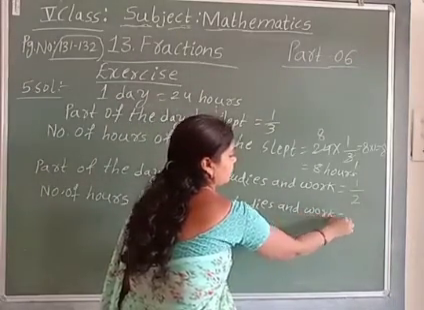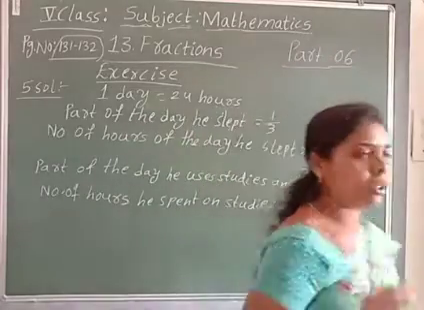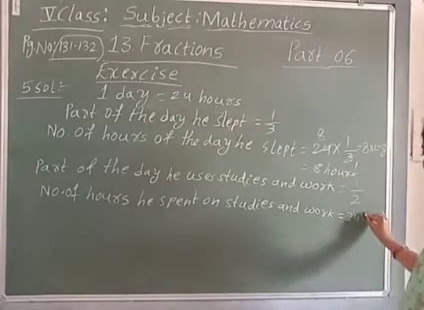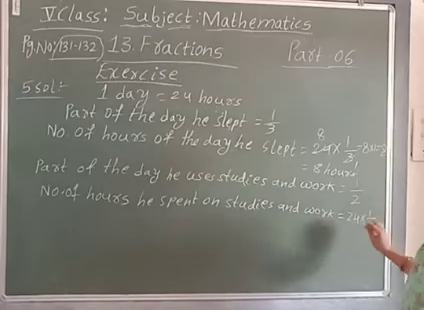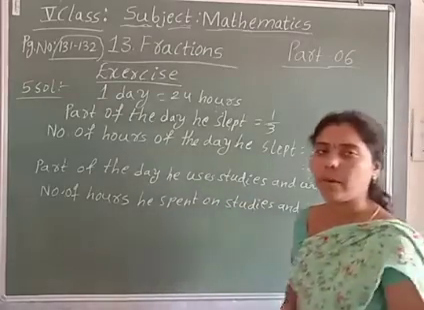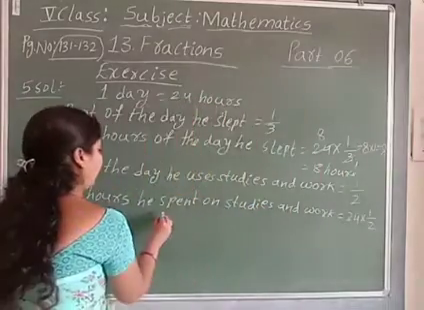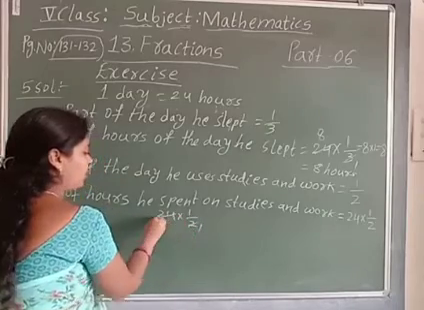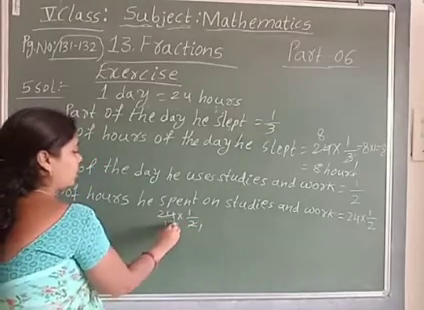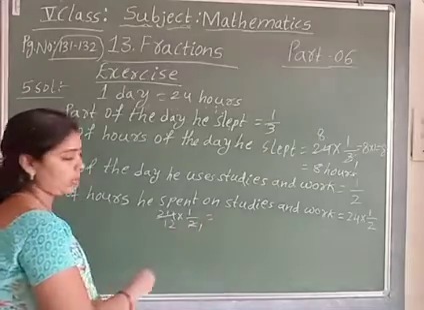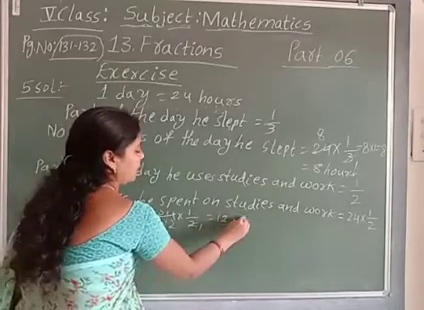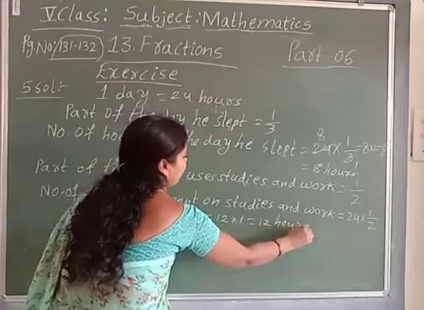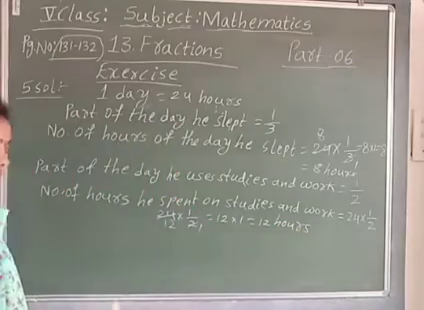See here, total 24 hours, no? 24 into 1/2. So how much is it? 2 1s are 2, 2 2s are 4, 2 12s are 24, so 1 12. So 12 hours. 12 hours. So next one.